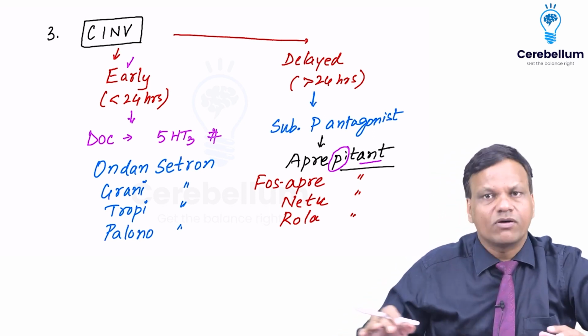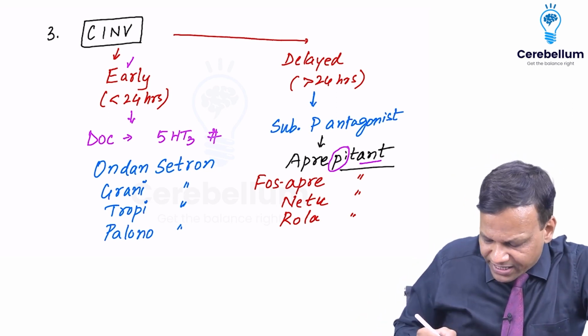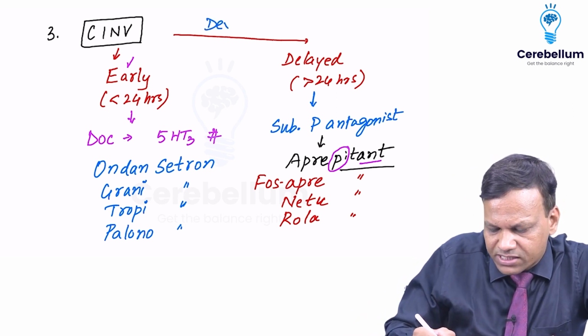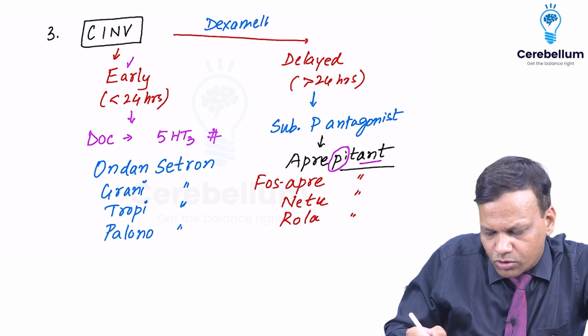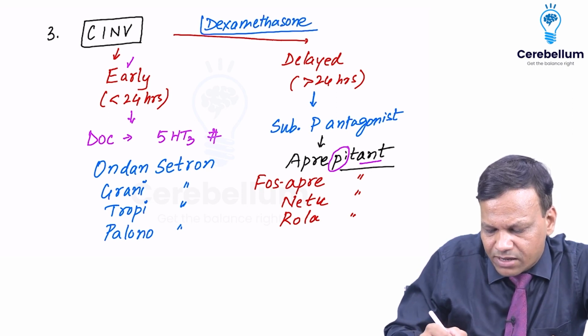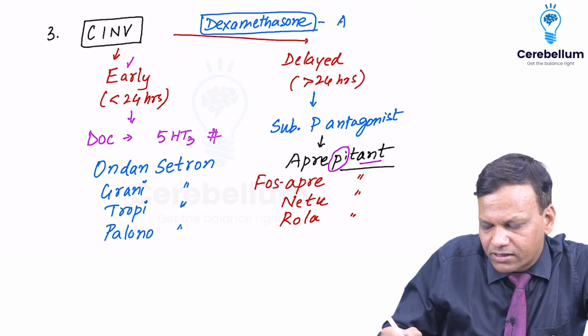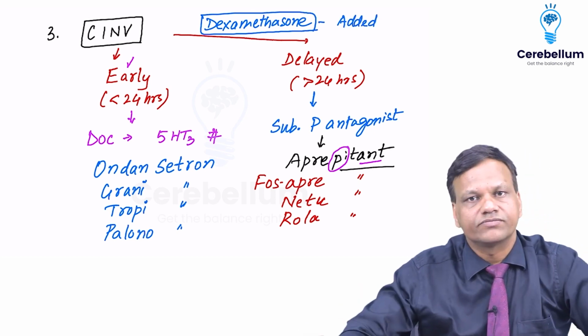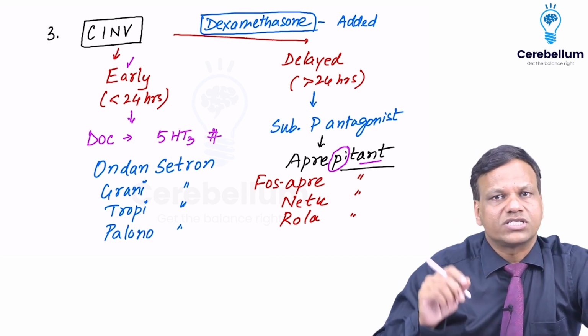Now, apart from these, we usually add dexamethasone along with these drugs. Dexamethasone also has anti-emetic properties. So steroids like dexamethasone are commonly added to these drugs. Okay, so that is nausea and vomiting.